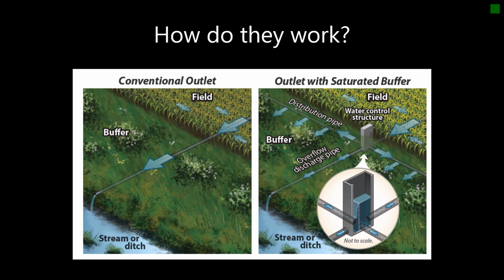Saturated buffers work by building a lateral distribution line, usually of perforated pipe, along the riparian buffer and also a diversion gate that intercepts tile drainage. The diversion gate can be raised, and this will in turn raise the water table within the buffer, saturating the area. This enhances nutrient removal from the tile water.